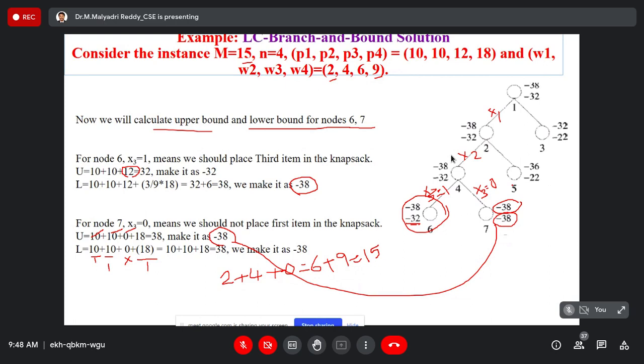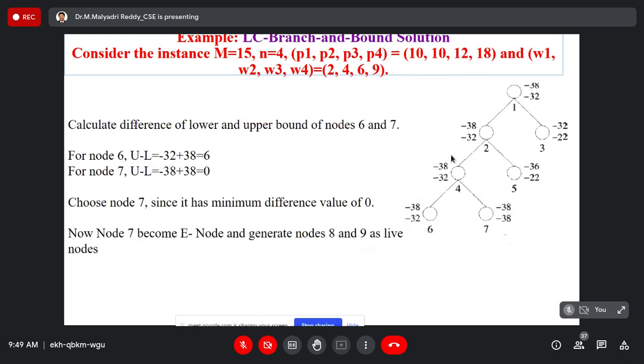So next, 6 and 7 are two live nodes. We calculate the boundary function for that one. So automatically two boundary values are calculated for two nodes. Then we have to calculate the difference of that one. So we need to calculate the difference of lower bound and upper bound of 6 and 7. That is minus 32 minus 38.